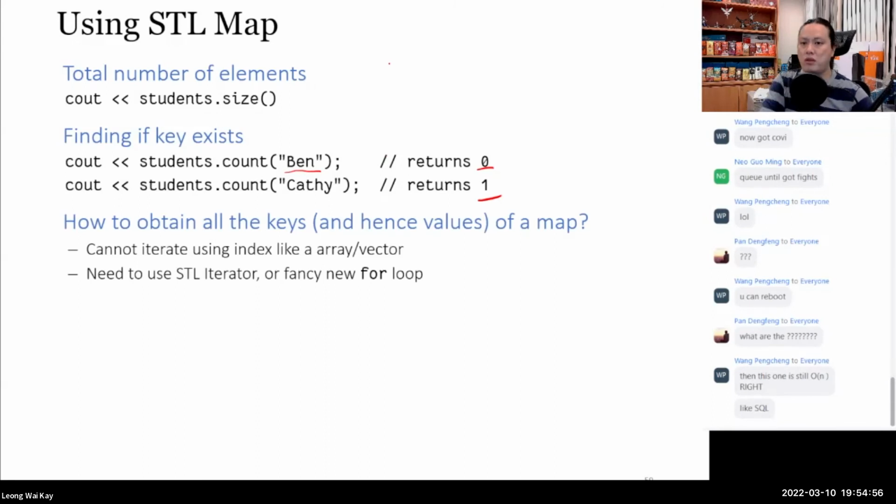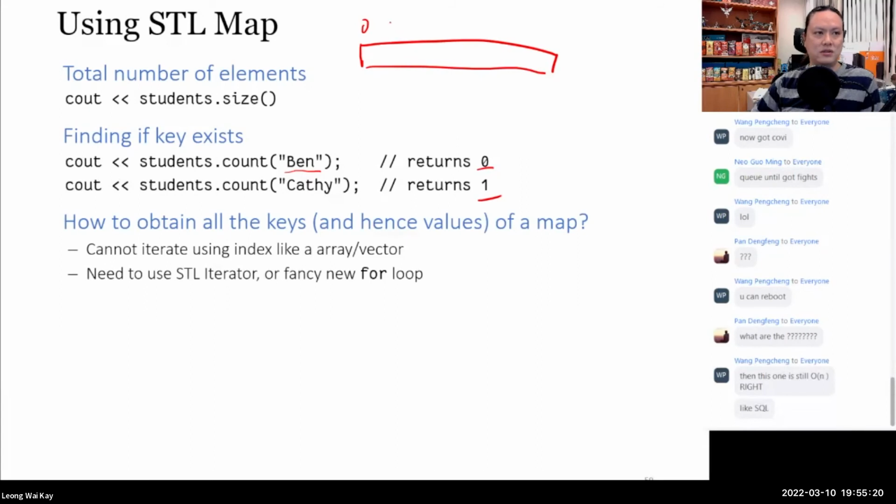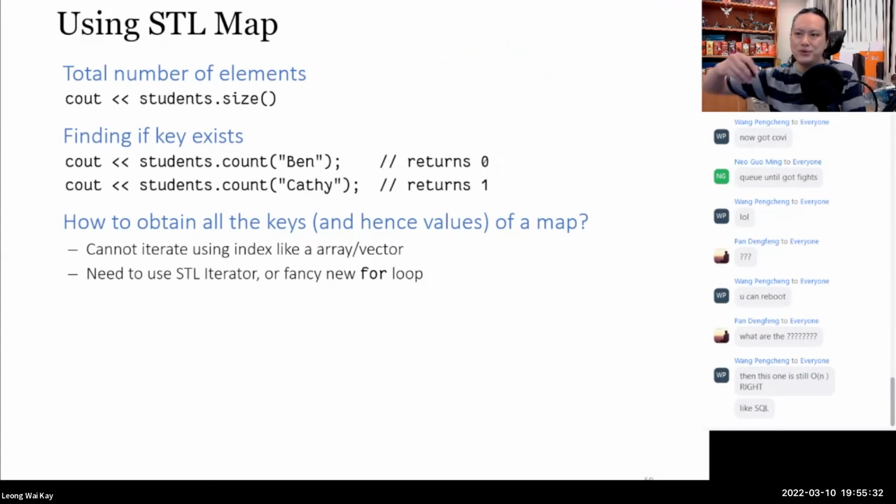Okay. Now, next thing. So you have a map. How do you access all the elements that are stored in the map? Okay, for a sequence type, you can do for i equals 0. Right? Use the index to access. But map no longer has any index. What do you do? How do you get a list of all the keys to iterate?